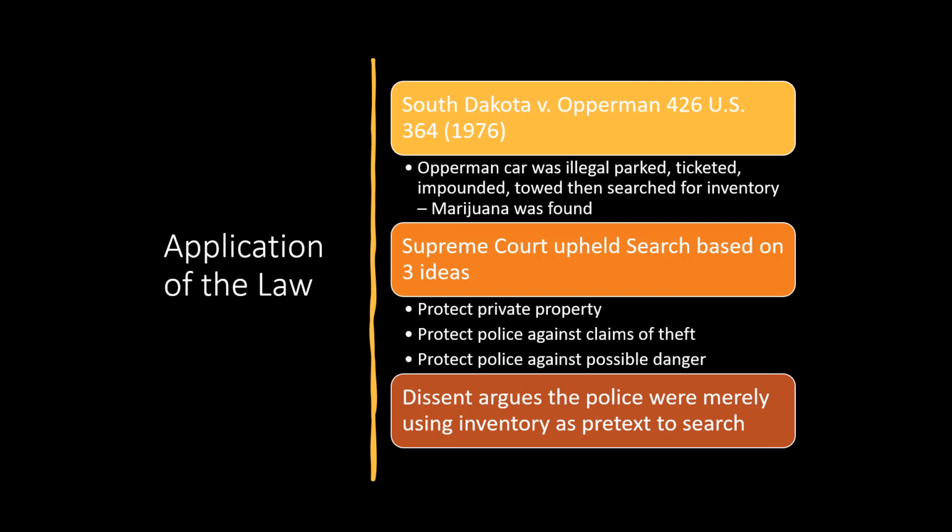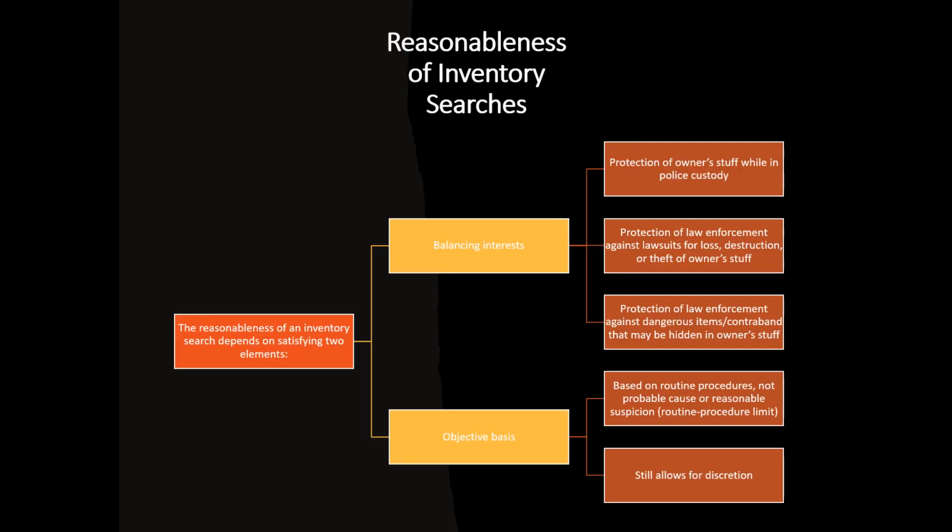So now the dissent, which was written by Justice Marshall, said this was really just a pretext for a search, that the police really didn't have to worry about any of these things. Nonetheless, the majority opinion holds, and these searches are valid. So how do we make sure that these searches are reasonable? And this is going to conclude our looking at it.